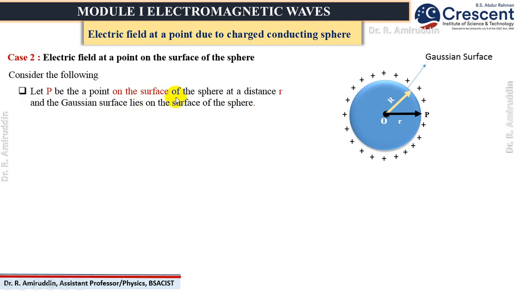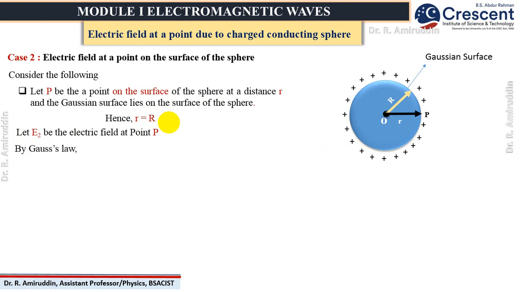In earlier case 1, we had capital P outside the sphere, and here we have capital P on the surface of the sphere with the distance small r. As we can see very clearly from the diagram, for this case 2, the radius of the sphere and the radius of the Gaussian surface are equal, that is small r and capital R are same. So for this, we need to find out the electric field E2 at point P, considering capital R is equal to small r. Let us see what will be the effect.